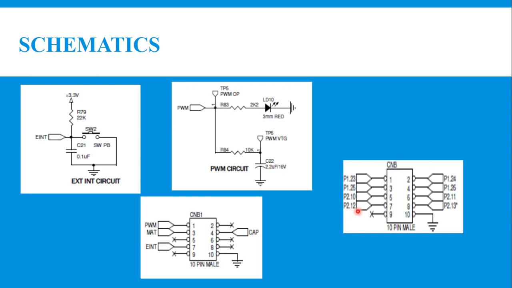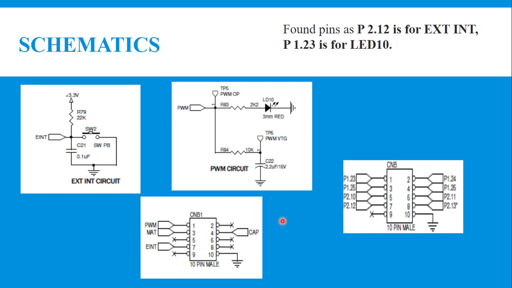Also, here LD10 is used in order to show the status of occurrence of interrupt. So PWM is the pin that is going to control the LD10 illumination. The PWM pin number is 1 in the CNB1, so it is P1.23, first port 23rd pin, which is responsible for LD10 to show the status. So the pins found are P2.12 for external interrupt and P1.23 for LD10 or LED10.